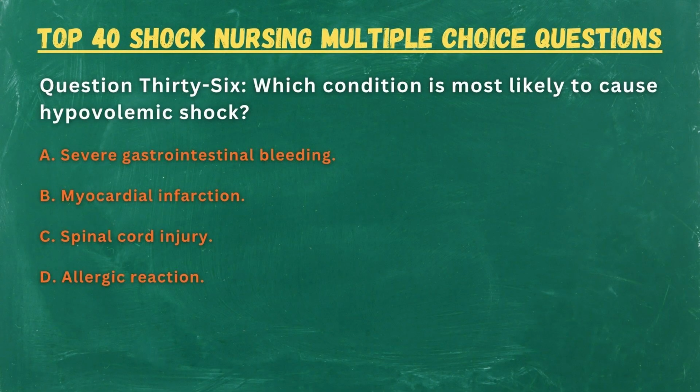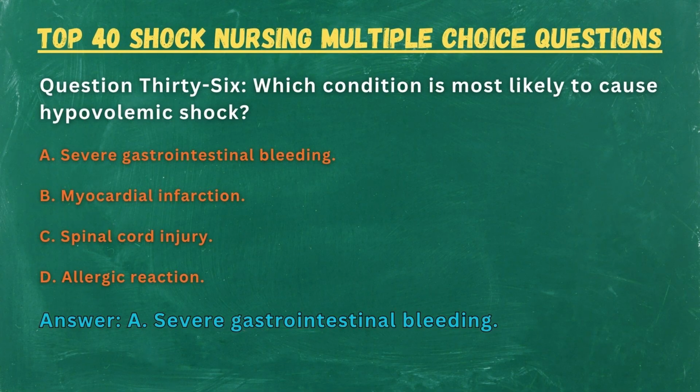Question 36. Which condition is most likely to cause hypovolemic shock? A. Severe gastrointestinal bleeding. B. Myocardial infarction. C. Spinal cord injury. D. Allergic reaction. Answer: A. Severe gastrointestinal bleeding.